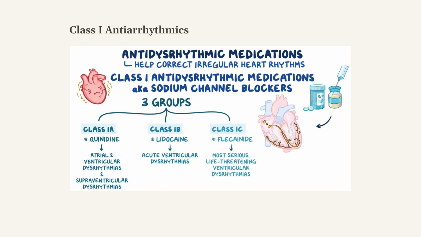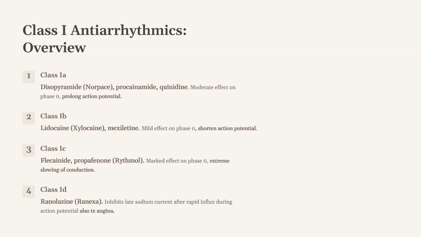There are groups within class 1. Okay, so class 1A includes quinidine, which affects atrial and ventricular dysrhythmias as well as supraventricular dysrhythmias. Class 1B is lidocaine, which is for acute ventricular dysrhythmias, and class 1C is flecainide, which treats the most serious life-threatening ventricular dysrhythmias. Also in class 1A is procainamide. And that's just a little something to help you break down, okay?